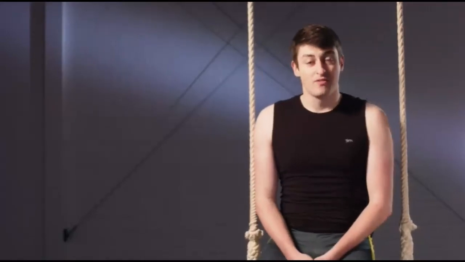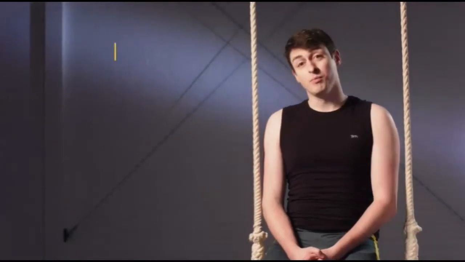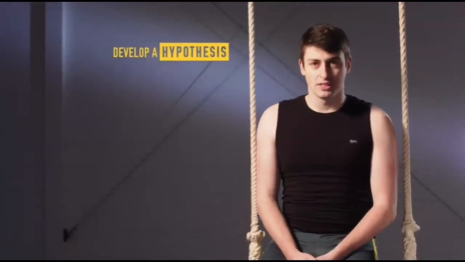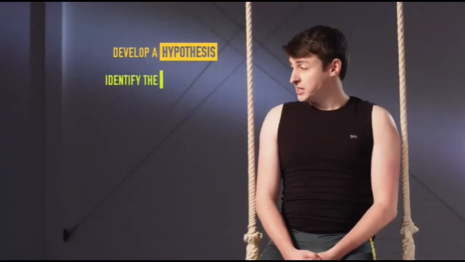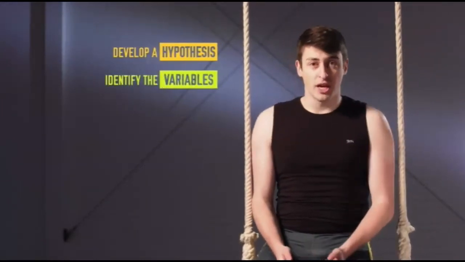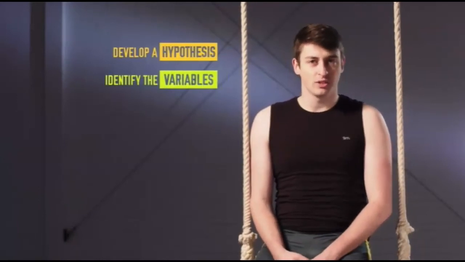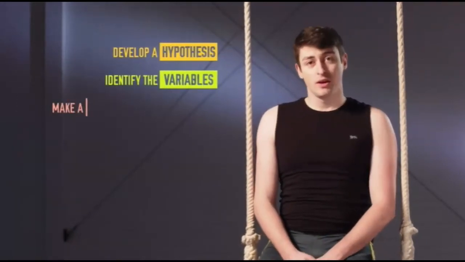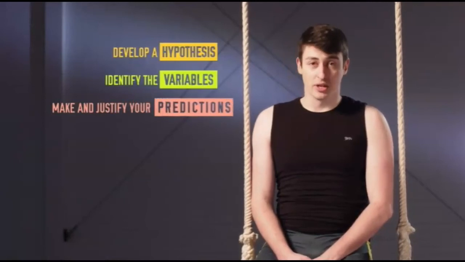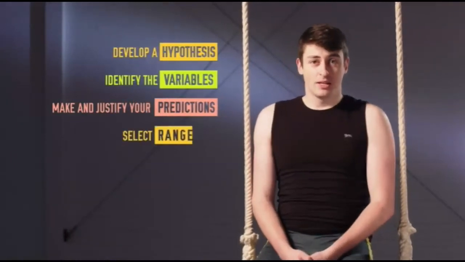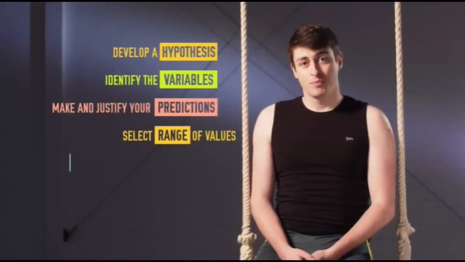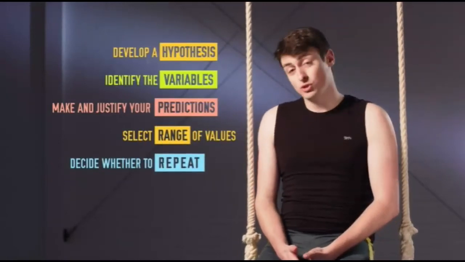So, to recap, the 5 key points when planning an investigation. Develop a hypothesis, an explanation that you think will apply to the situation you're looking at. Identify your variables, what you're going to change, what you think might vary as a result, and what you're going to keep constant. Make and justify your predictions, what you think is going to happen. Select an appropriate range of values. And then lastly, decide if you need to repeat any readings.